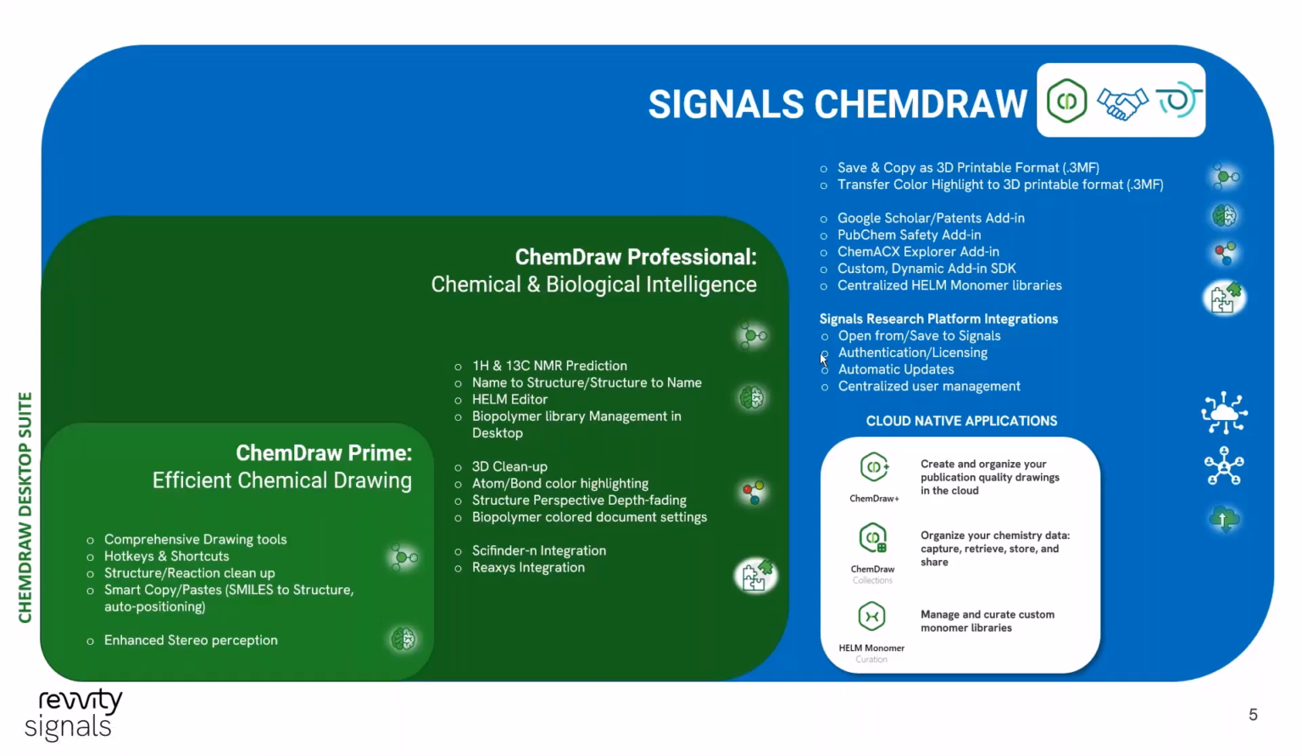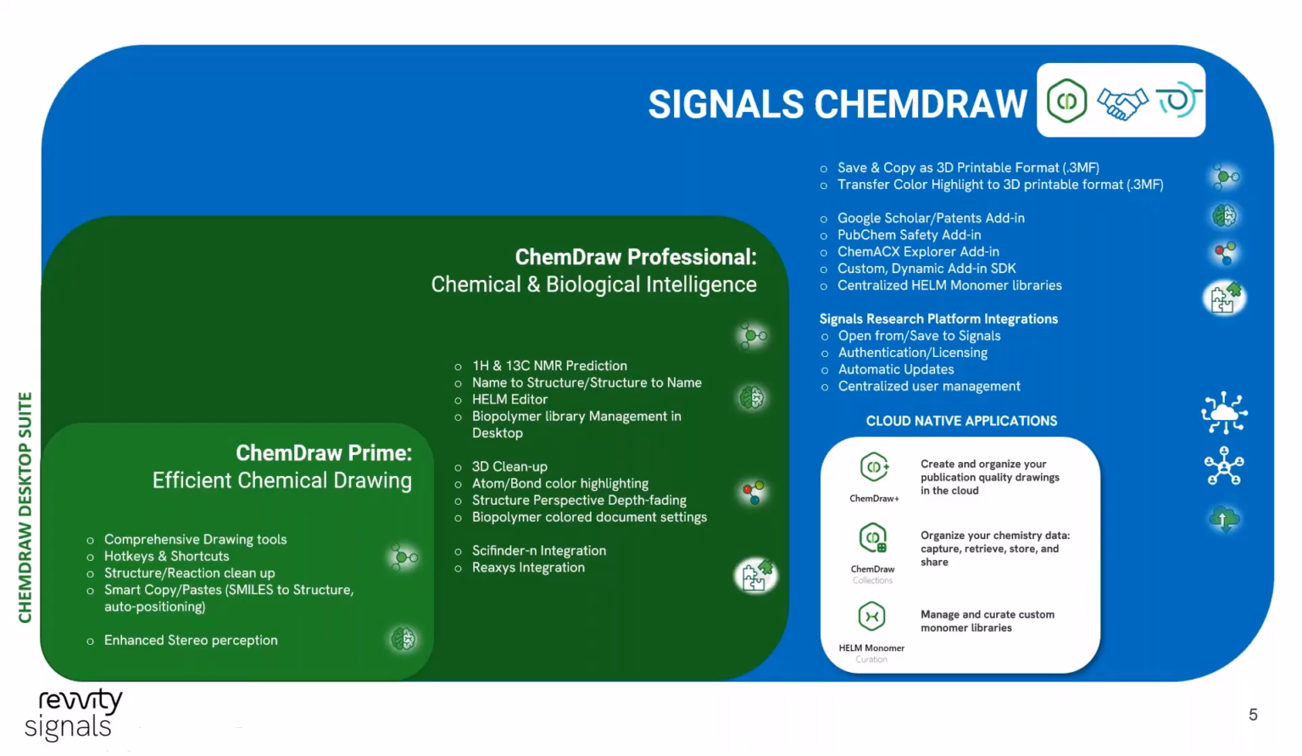The Signals ChemDraw version can be downloaded and installed on your individual computer, like the other versions. With Signals ChemDraw, you have integration of some nice databases like Google Scholar and Google Patents, but also PubChem, safety data, and ChemACX Explorer. The access to the Signals platform will give you the possibility to manage users and licenses, but also to get automatic updates within the system.